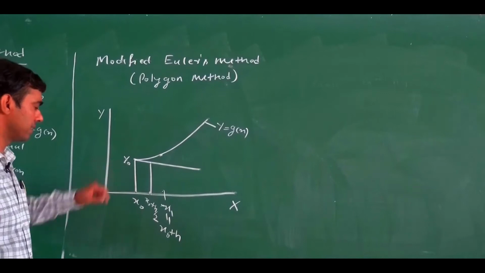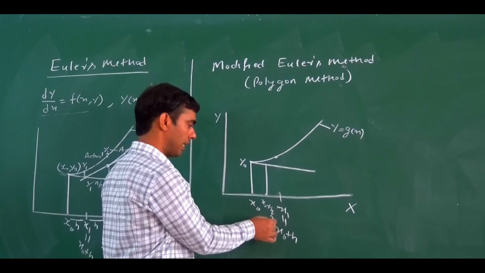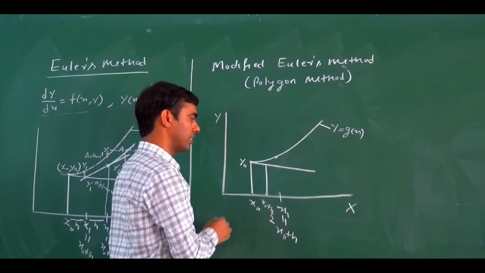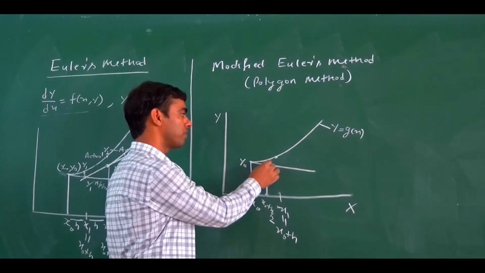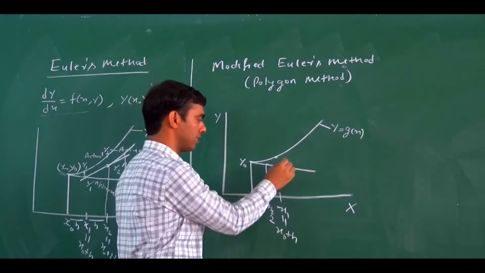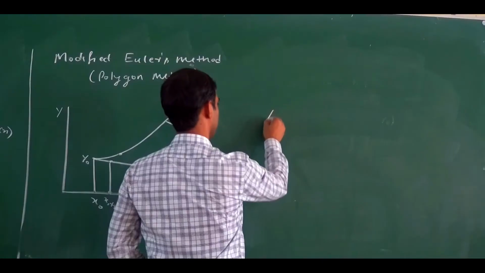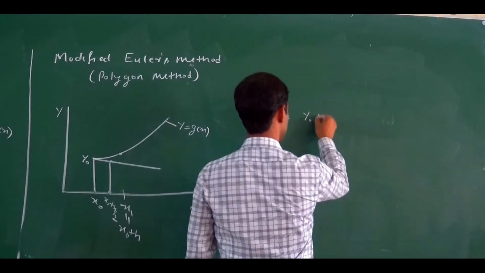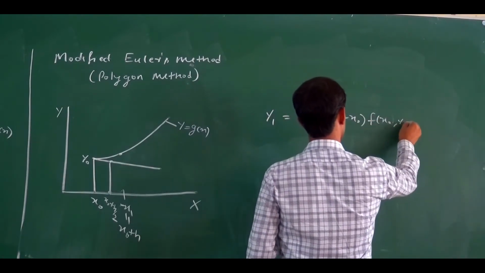In the modified Euler method, first we find a point at x0 plus h by 2, the midpoint between x0 and x1. We find this point with the help of the equation of a tangent, the equation of the Euler method. So by the Euler method, what is the value of y? The iterative scheme of the Euler method is y1 equals y0 plus (x minus x0) f of x0, y0. This was the equation of a tangent.